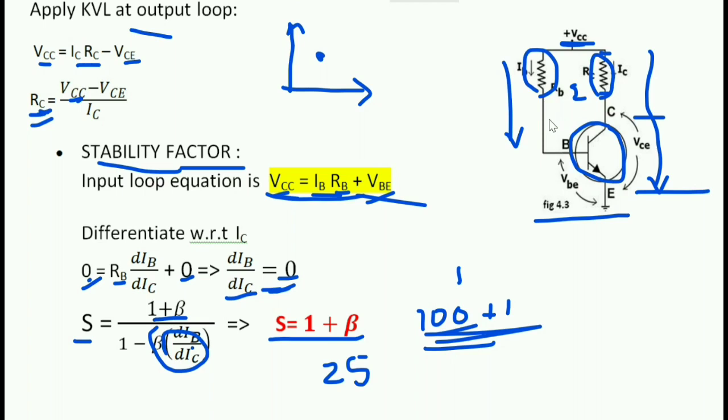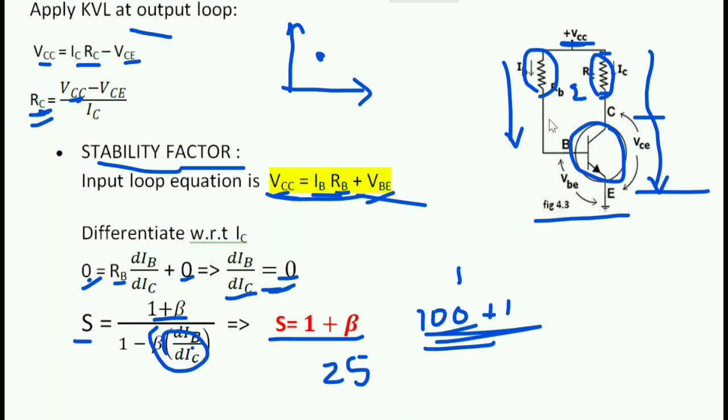These are very few components for any biasing circuit, so this fixed bias circuit requires very few components. This is a simple circuit, and this is one of the advantages. And this design is not so complicated, so it is very easy to design.